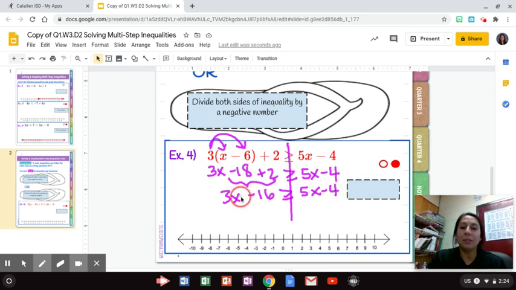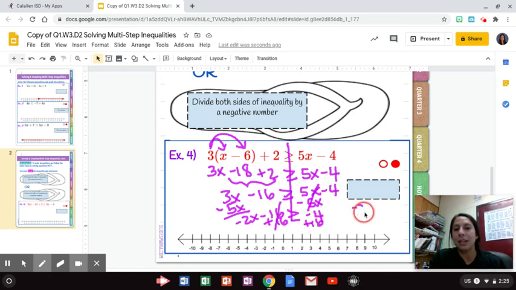Now, instead of looking for the smaller coefficient, I'm just going to do the opposite of positive 5 and move them over to the left-hand side. We're used to seeing the variable on the left-hand side. So I'm going to take away 5x from both sides. So that gives me negative 2x minus 16 is greater than or equal to negative 4. Now we're going to do the opposite of minus 16, so plus 16. So that's negative 2x is greater than or equal to 12.